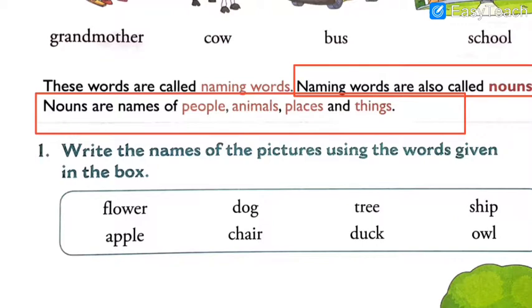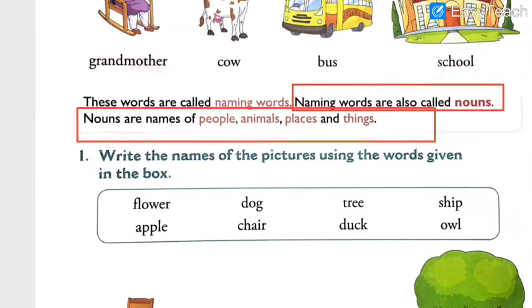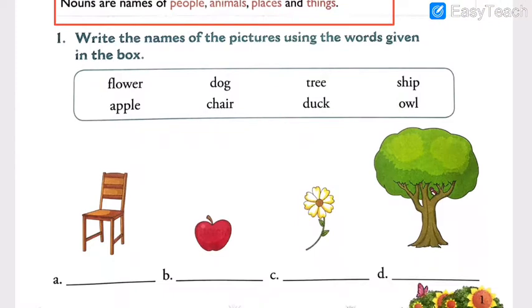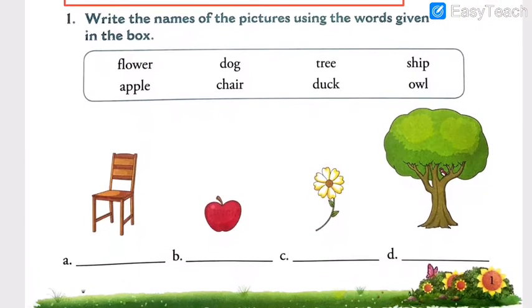Now that you have written it, you know what a noun is. Noun is name. It could be the name of people, animal, place or thing. It should be a name to be a noun. Clear enough? Now, as you can see, this is the page of your textbook. This is page number 1 and this is exercise 1. We are going to solve it. I hope you are ready to solve it with me.